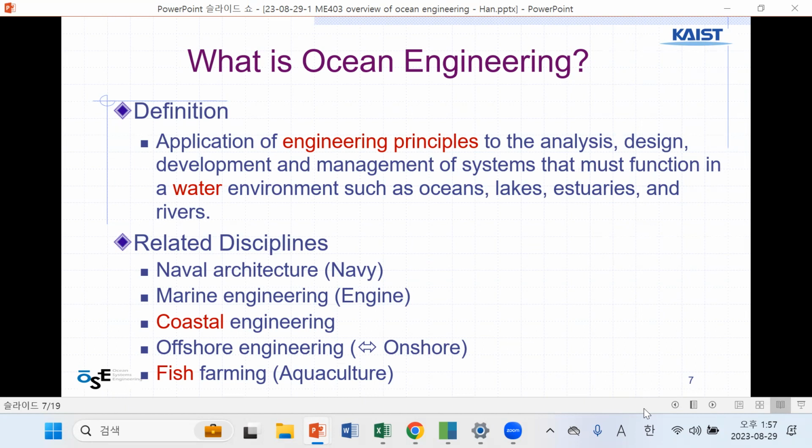Coastal engineering, and offshore engineering. Offshore means the opposite of onshore engineering. Gulf of Mexico, near south of Texas area of the United States. There are many oil and gas companies there, energy development. Why? Because there are many oil fields in Texas and the Gulf of Mexico.